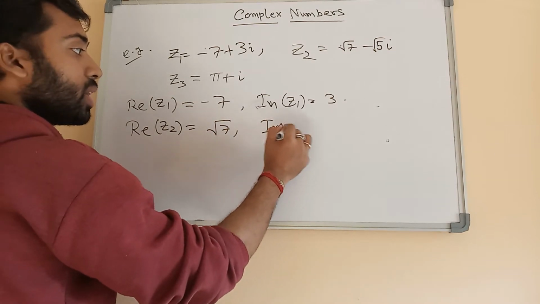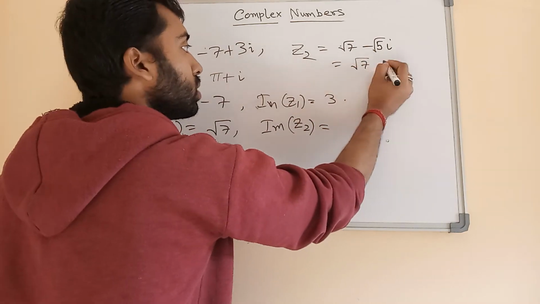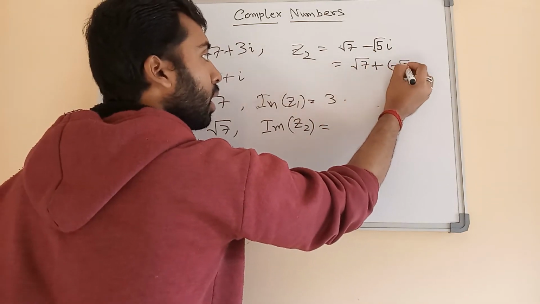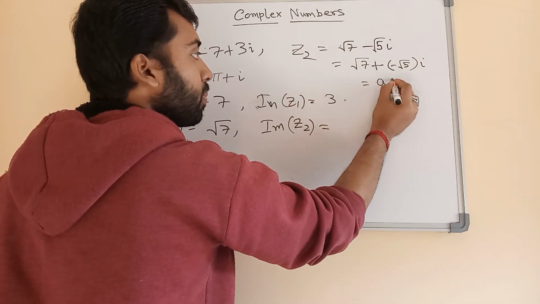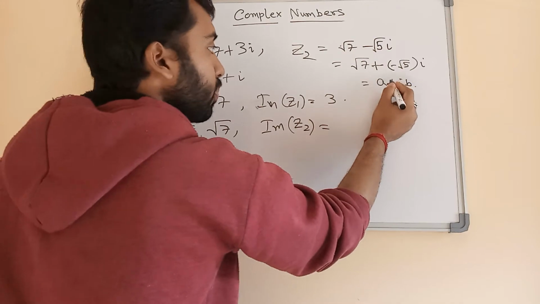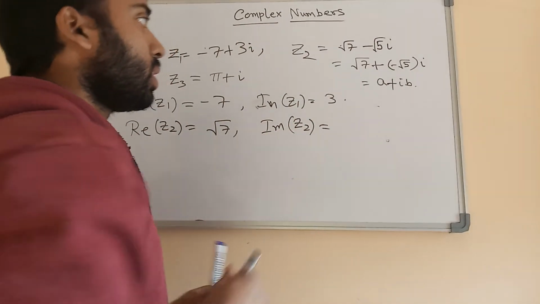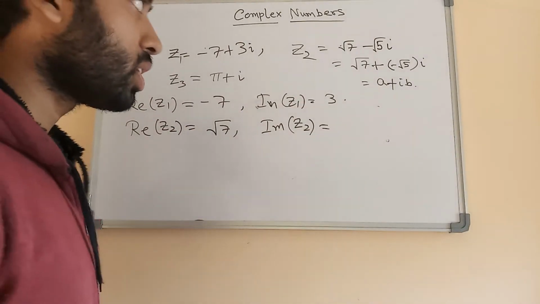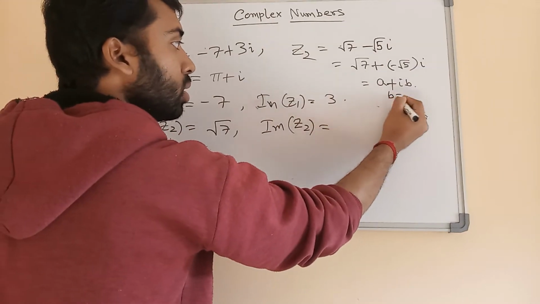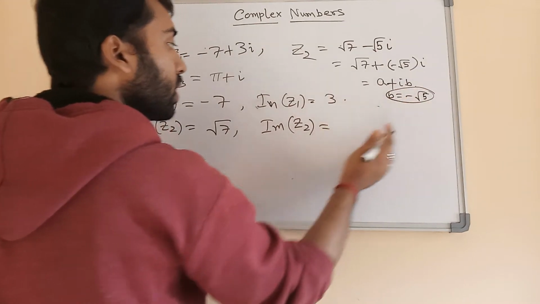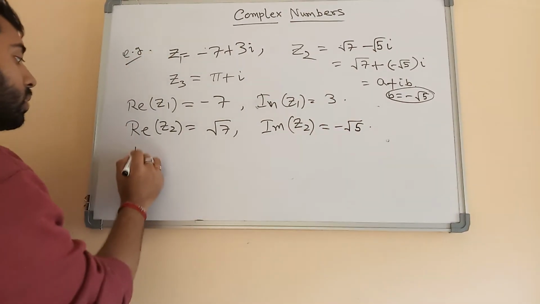Now what is the imaginary part of Z2? Z2 can be written as root 7 plus minus root 5i, because we had the form a plus ib. So there is a plus, not minus sign. I have to take the minus sign with root 5 only, and there is a plus in between root 7 and minus root 5i. So what is the value of b here? b equals minus root 5. Therefore the imaginary part of Z2 is minus root 5.